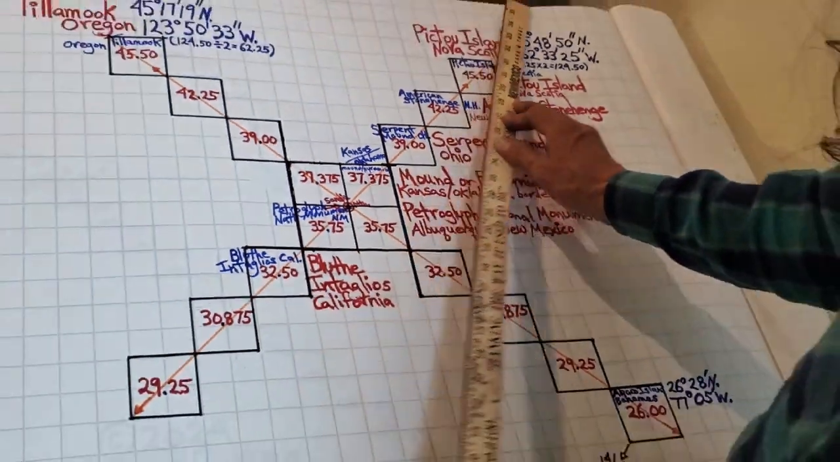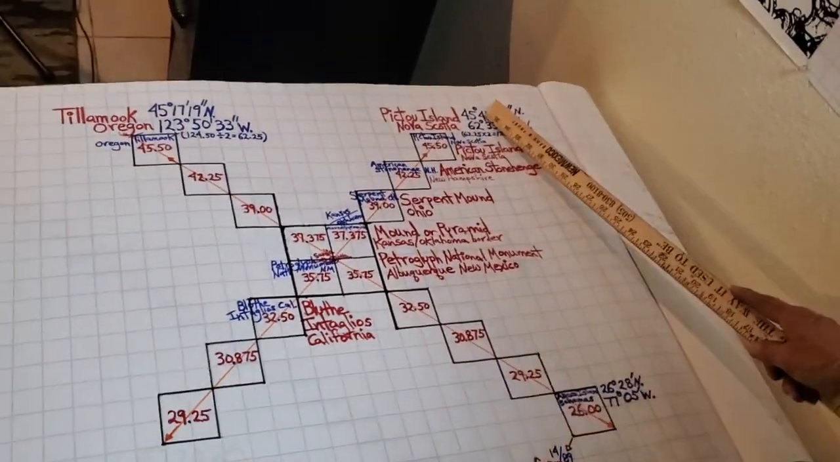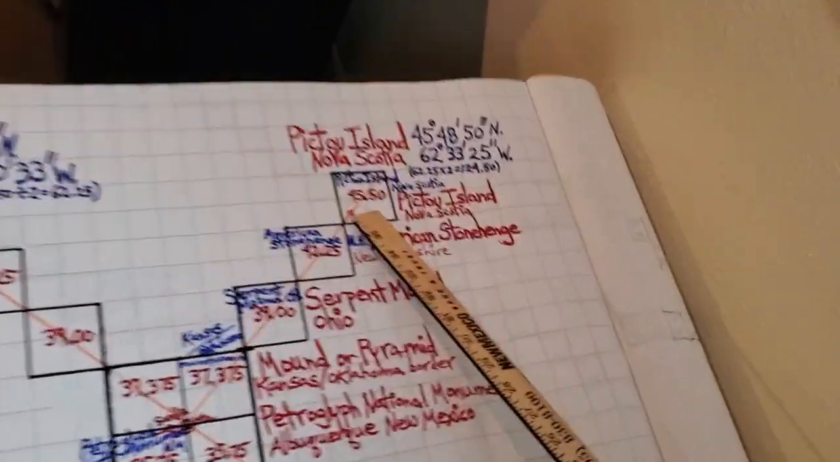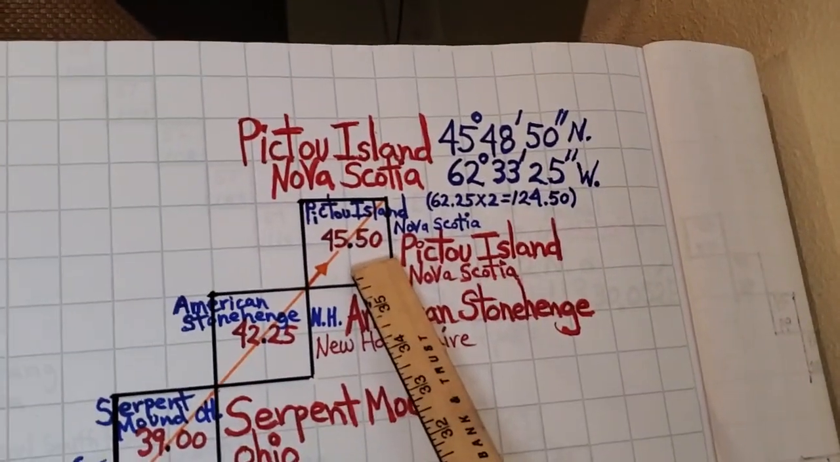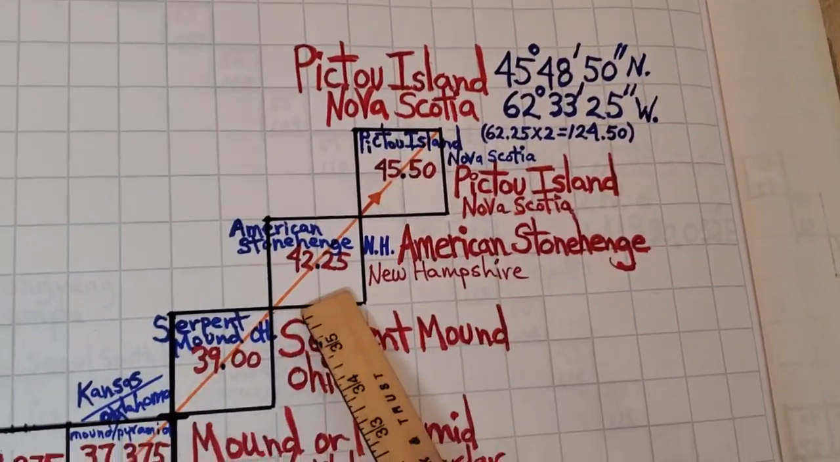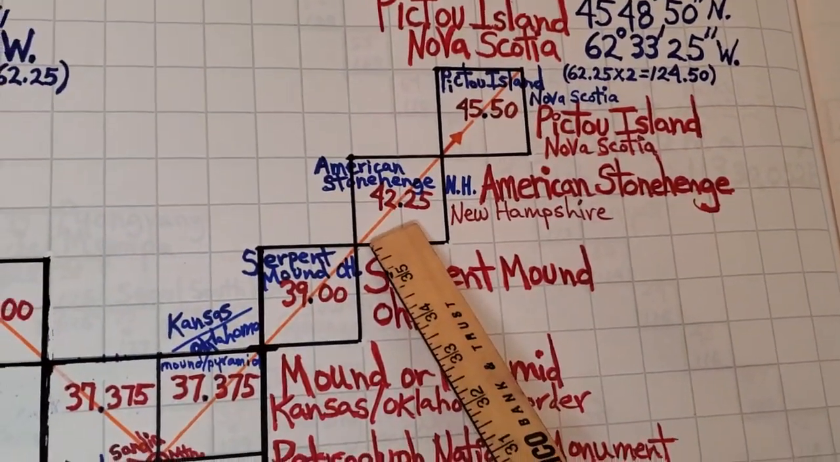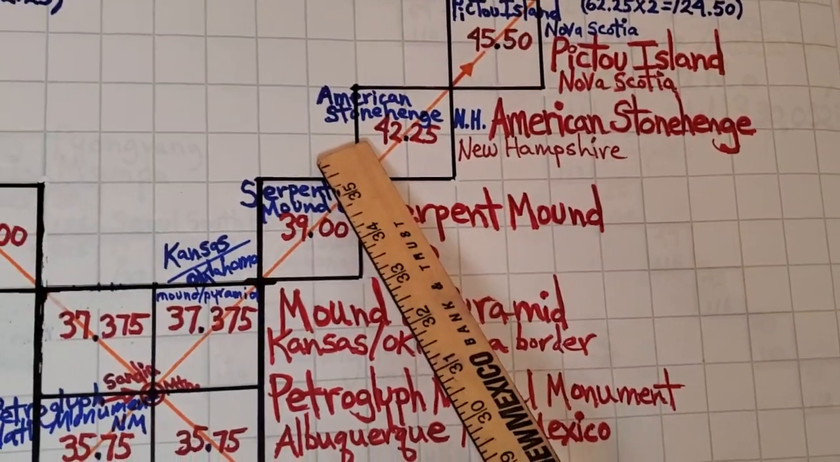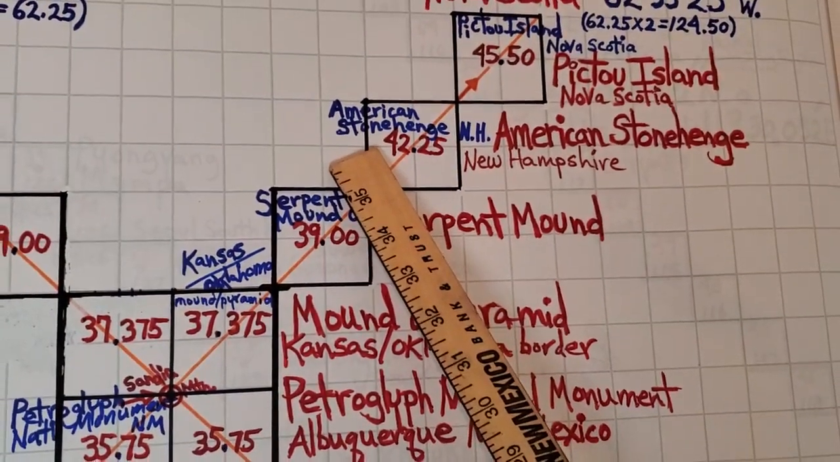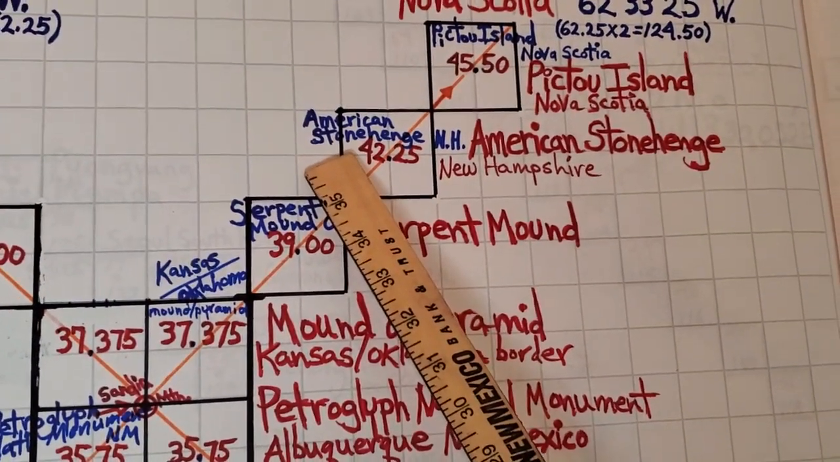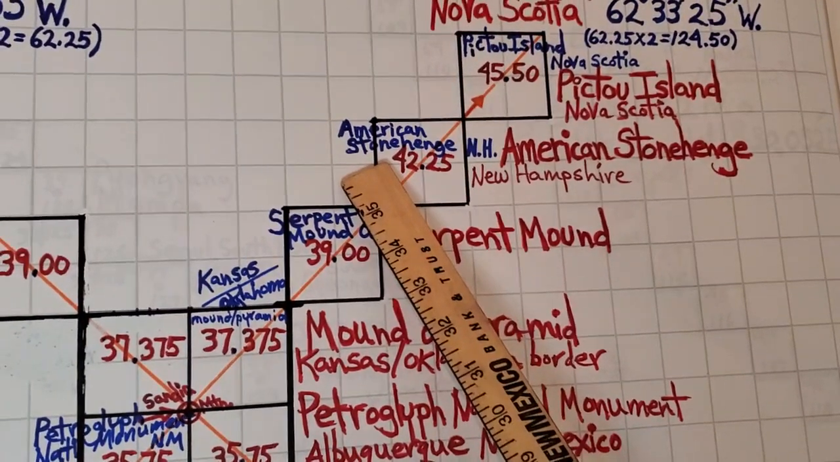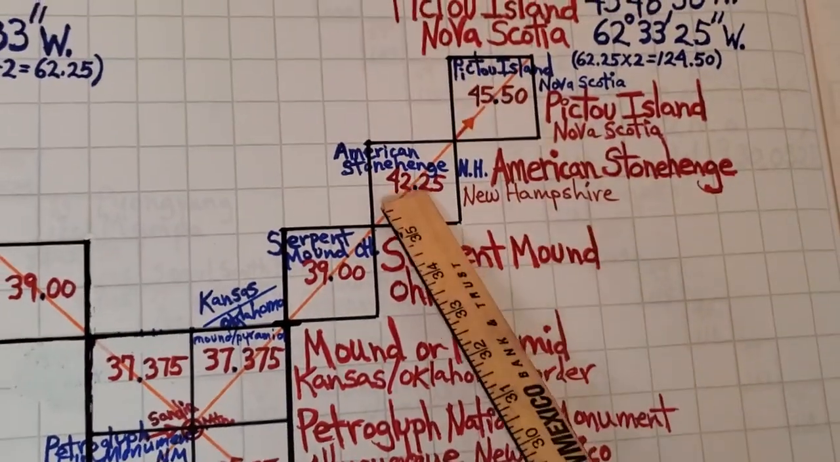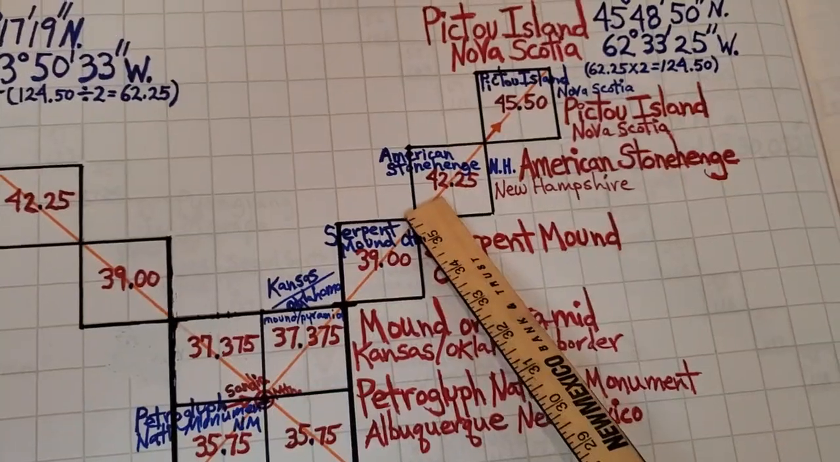Now I'm going to use that 3.25 from 45 minus. 45.50 is Picatu Island. Minus 3.25 gives you 42.25. What is that 42.25? American Stonehenge, which people are still arguing that somebody came from the other side of the world and created it. No, they didn't. It's Native American made because it's part of this trade network. It was to mark this trade network.